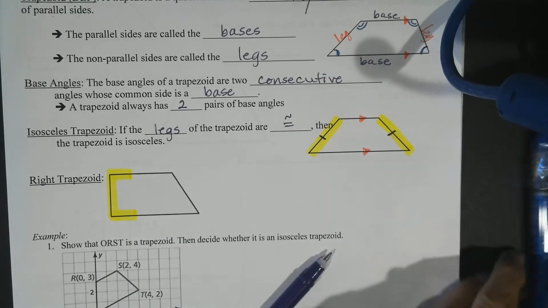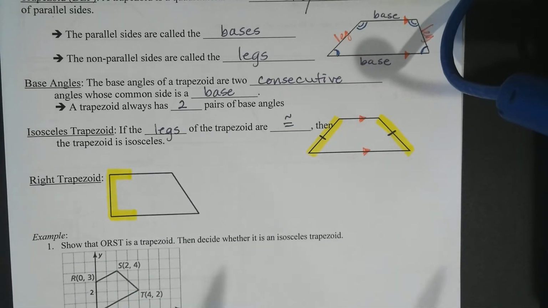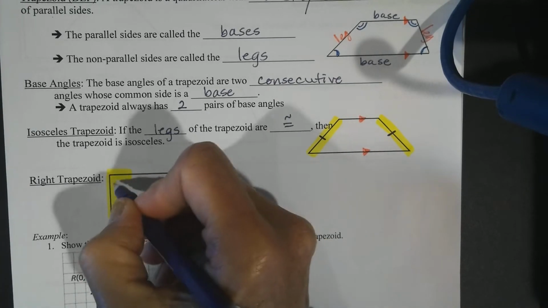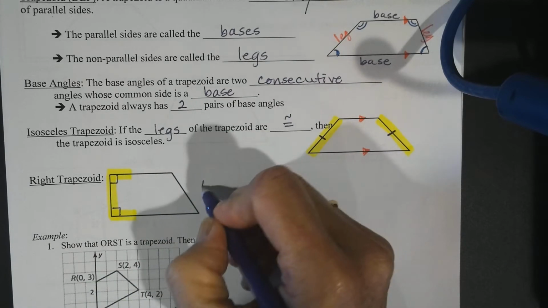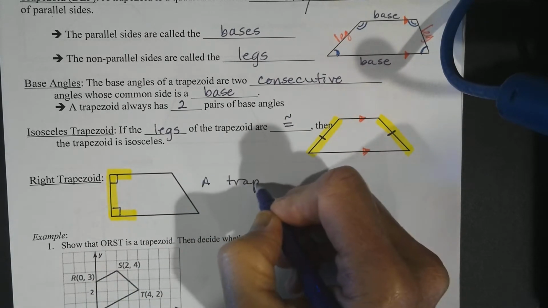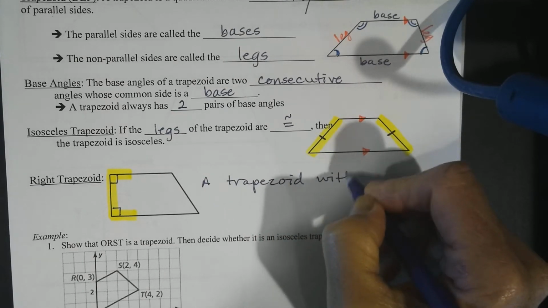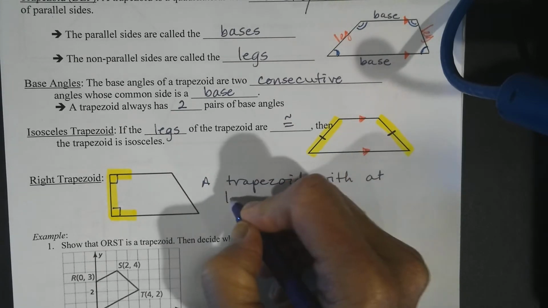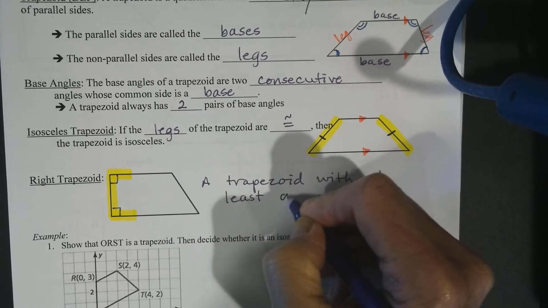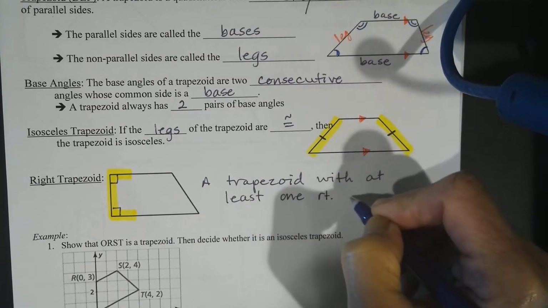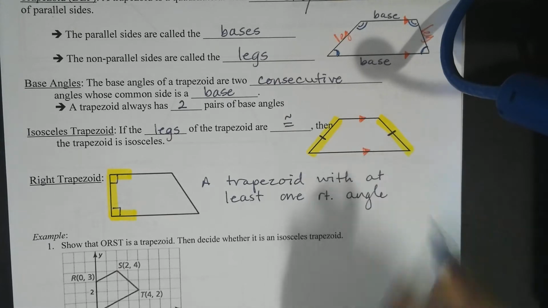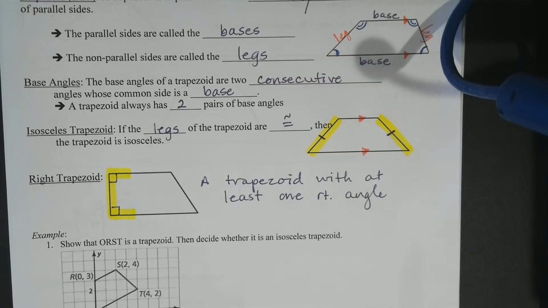And then last, we have what's called a right trapezoid, which means a trapezoid with at least one right angle. And that's it.